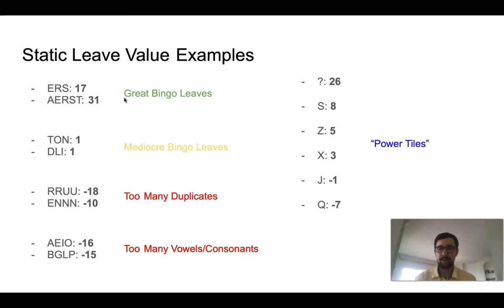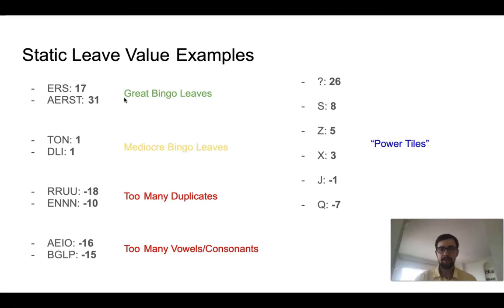The next pair here, RRUU and ENNN, are quite bad because they have too many duplicates. As we mentioned before, duplicate tiles are generally something you want to avoid whenever possible. In this case, you can see RRUU has a value of negative 18 points. So again, that means that you're better off sacrificing or more or less paying 18 full points to not have that leave, which is quite a lot. AEIO and BGLP have bad vowel consonant balance, and they both have a static value of around negative 15.